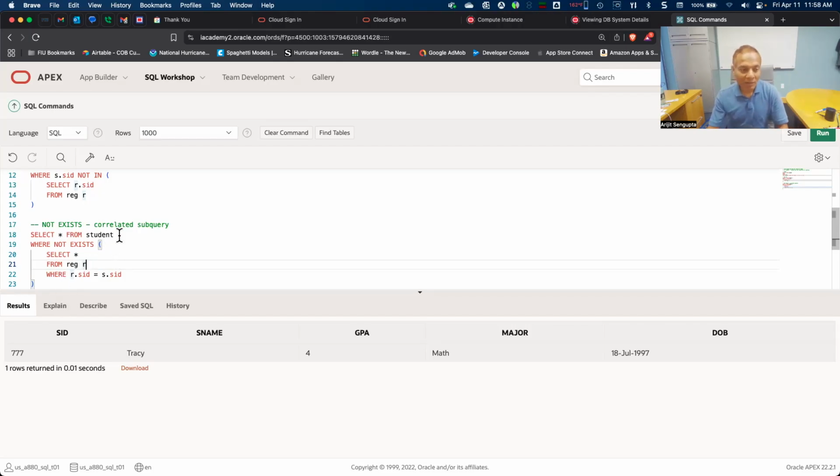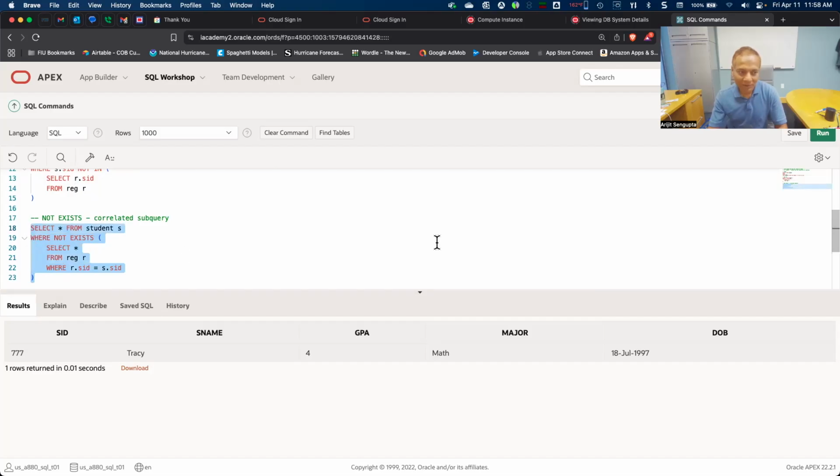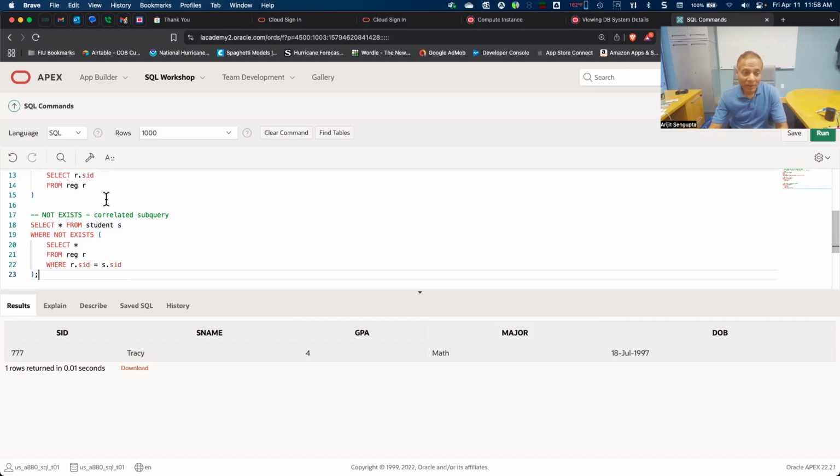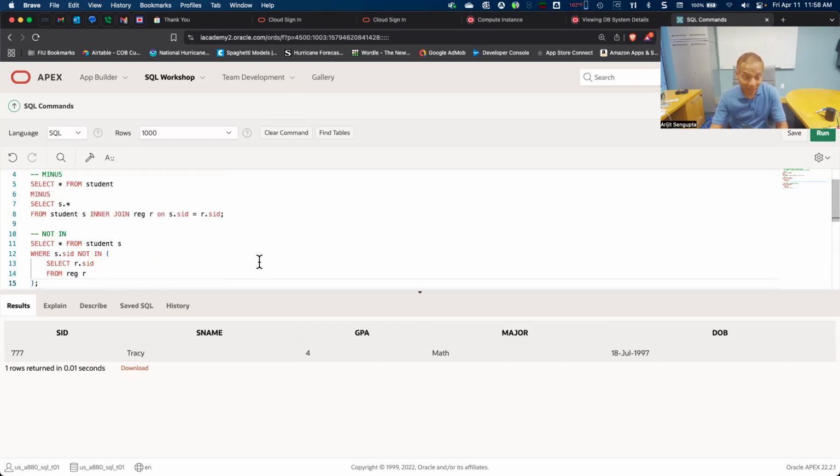You can't refer to something on the outside that refers to an alias inside, but you could do the other way. So now if I run this one, as you see, it works the same way. So we're always finding Tracy. So that's just another way to do non-monotonic queries.